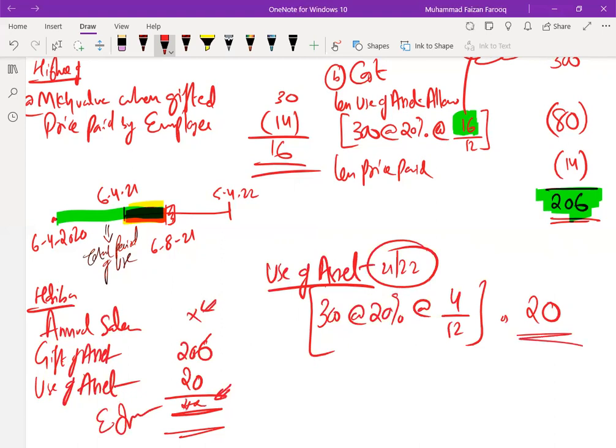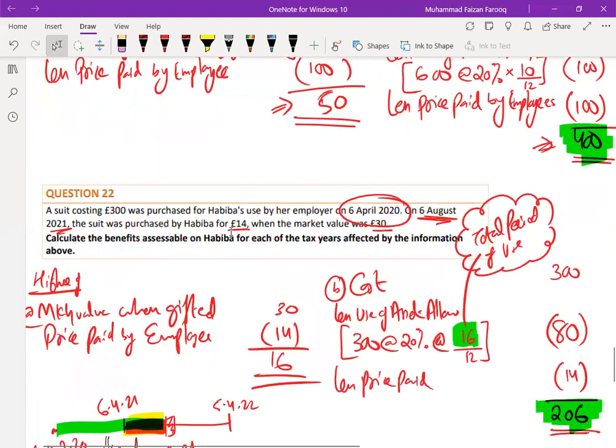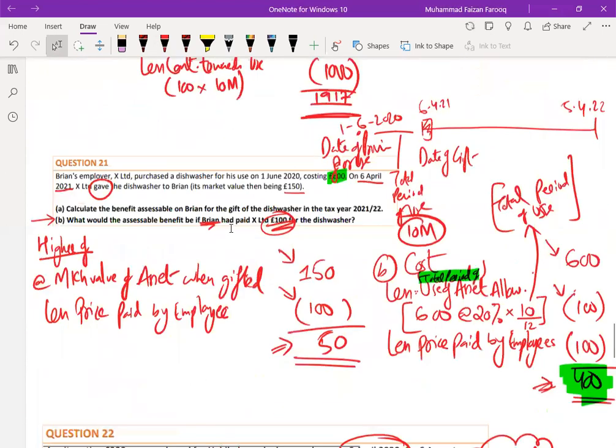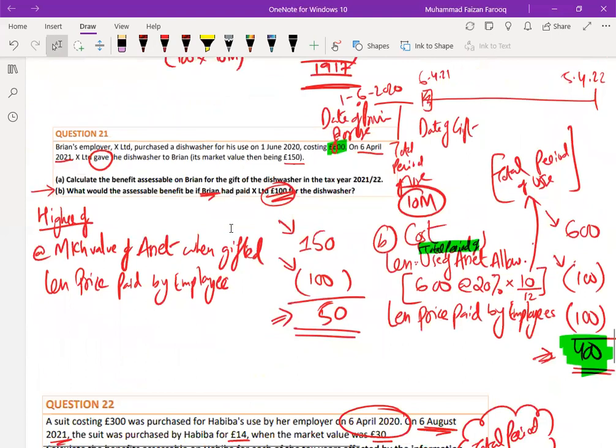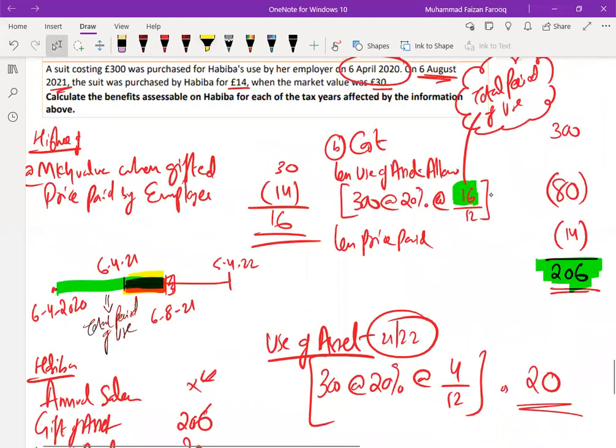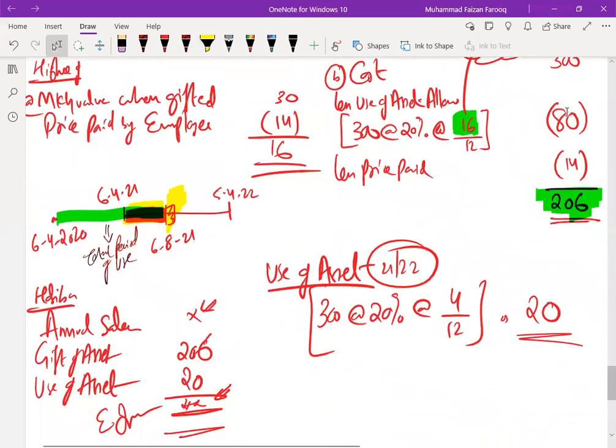So please note it down that if an asset is used earlier and then is gifted, there might be a use of asset benefit. Sir, why was there no use of asset in the previous question? So can you please check? In the previous question, the date of gift was the start of the tax year. So there was no use during the tax year. So there was no use of asset. But here it's gifted in between. So there is use during the tax year. So that's all for gift of asset benefit.